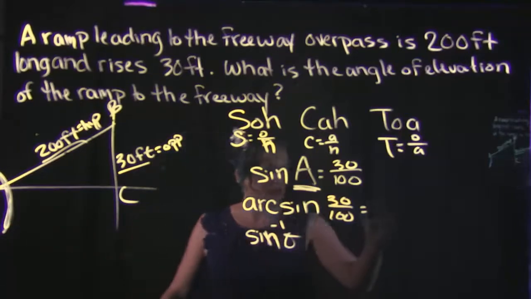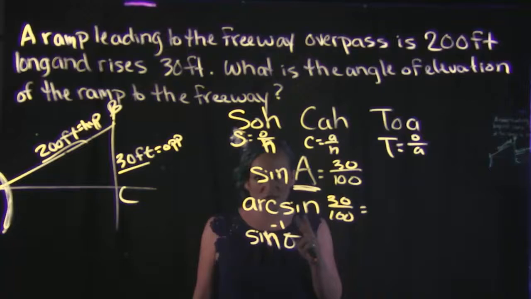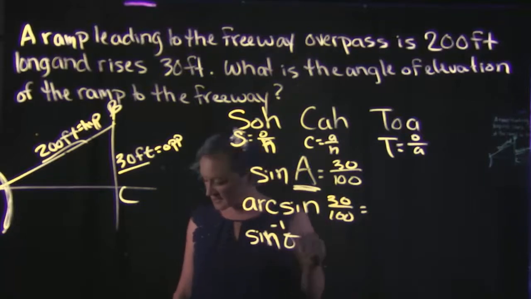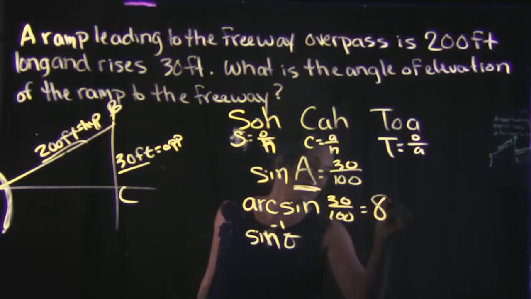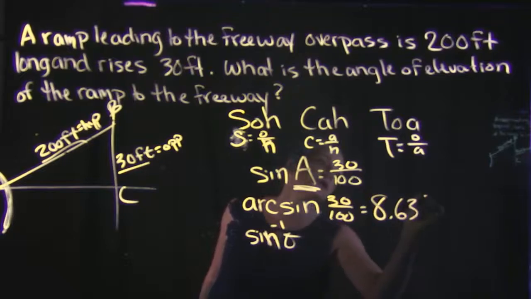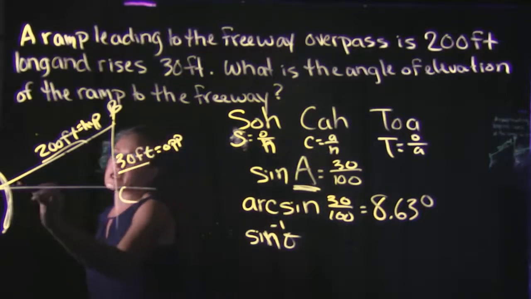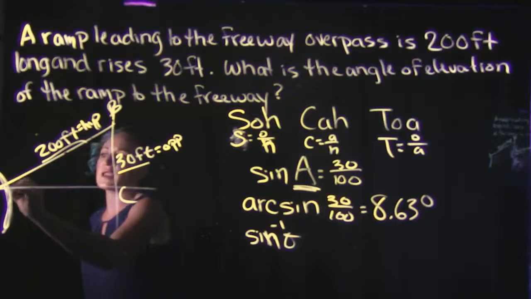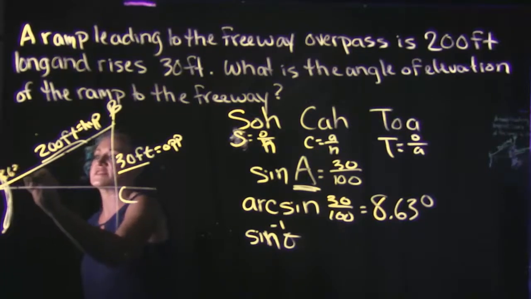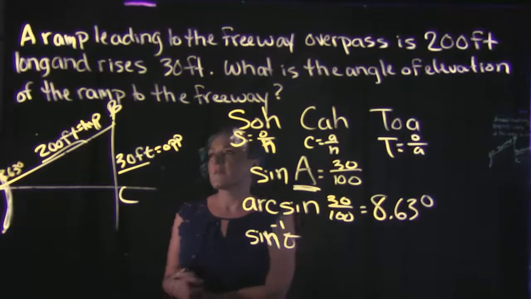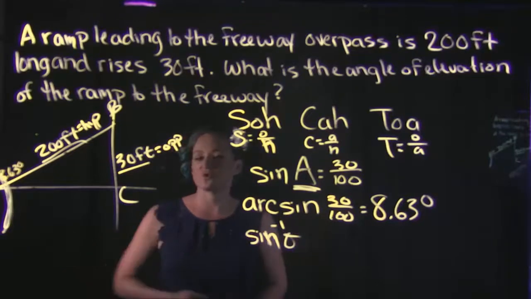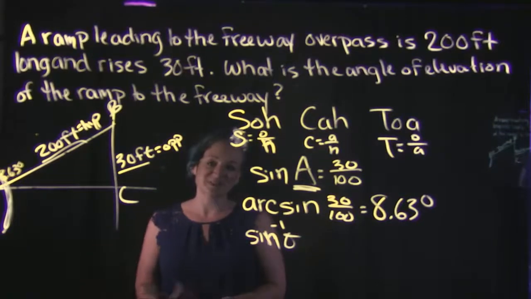And when you type that in, I'm rounding this to the hundredths spot, you should get 8.63 degrees when you type that into the calculator. So that means this angle of elevation here, angle A, is equal to 8.63 degrees. That is the angle of elevation onto the freeway there. Otherwise, that's it for this video.